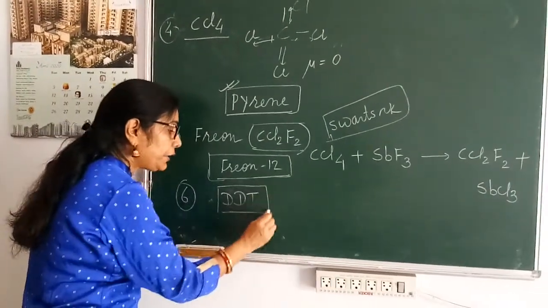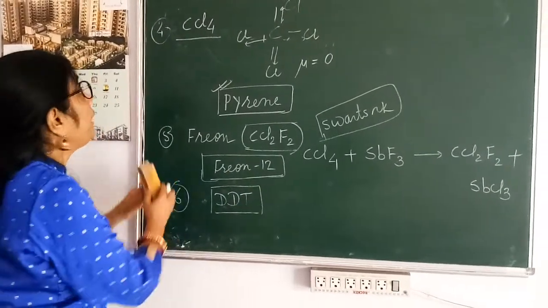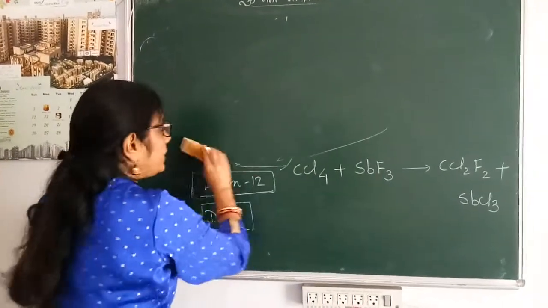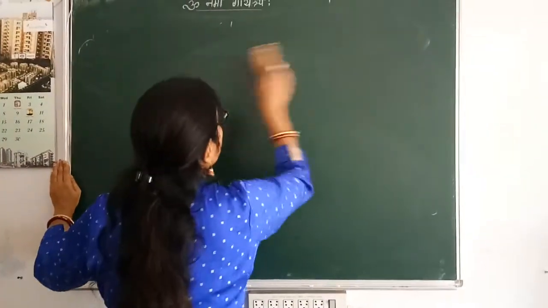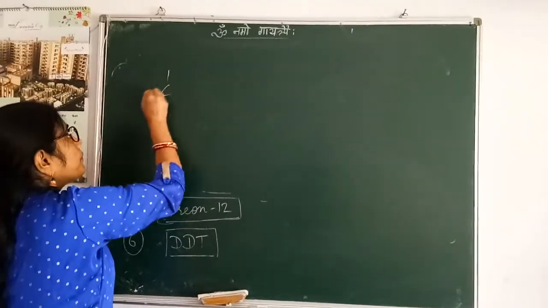Its common name is dichlorodiphenyltrichloroethane, and I hope everybody knows that it is used as a powerful insecticide. And let's see the formula.